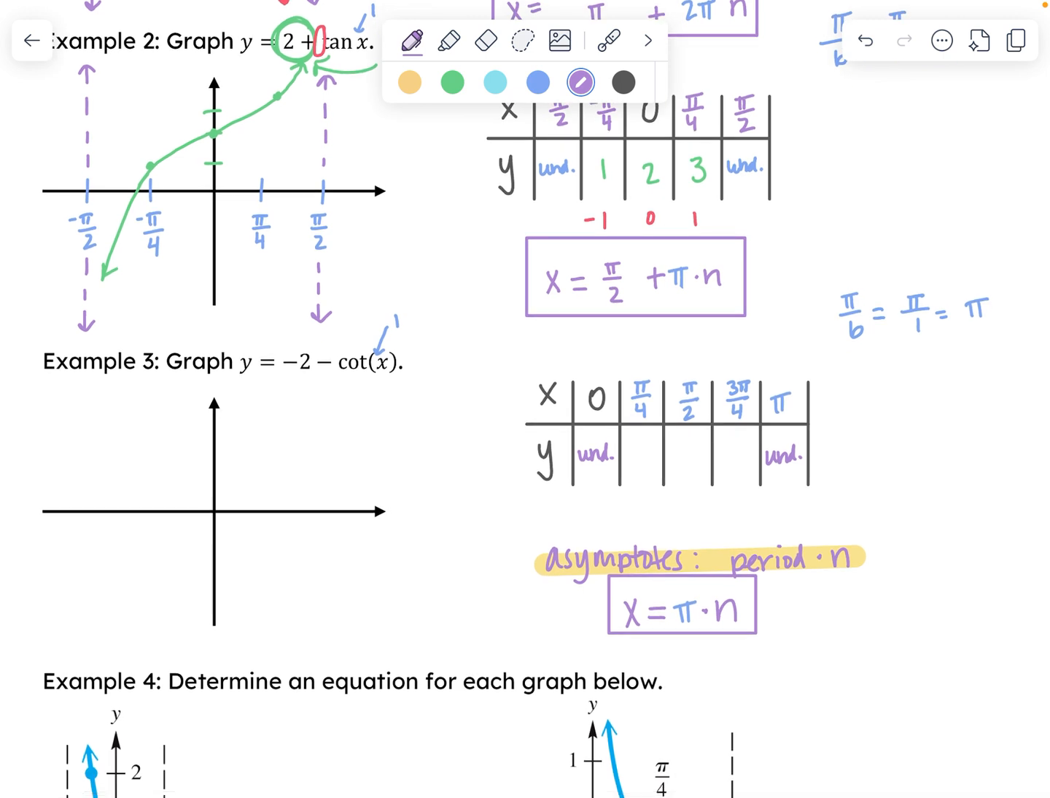Okay, now I need to fill in these missing y values. If you notice right here, I've got a negative in front of my cotangent, which means I'm going to be reflected. I also have a negative 2 here, which means I'm going to move down 2.